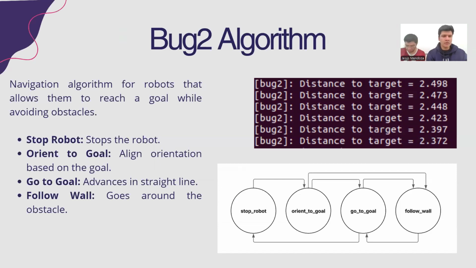We use that algorithm in our Puzzlebot so it can reach a goal while avoiding obstacles. We also have our state machine that has 4 different states. First of all, we have our stop robot state that stops the robot, then the orient toward goal state that aligns orientation based on the goal, then we have go to goal that advances in a straight line, and follow wall that goes around the obstacle.